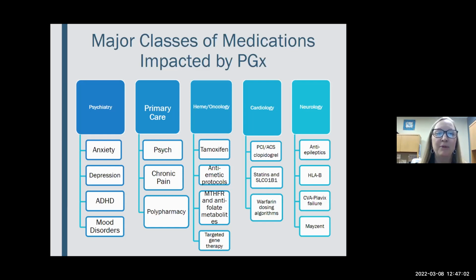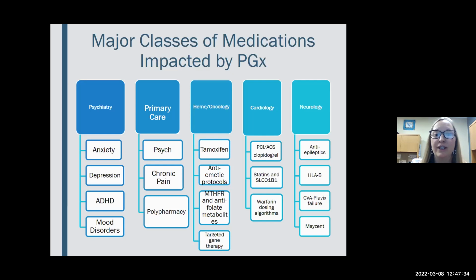So under the field of primary care, patients on psychiatric medications, chronic pain medications, and overall polypharmacy, how are all these medicines interacting with their genetics? Do we need to streamline things? That's really where it comes into play. I'm not going to go into heme-onc because that's its own field of pharmacogenetics. We will have MTHFR polymorphism on our panel, and clopidogrel will have implications as well.